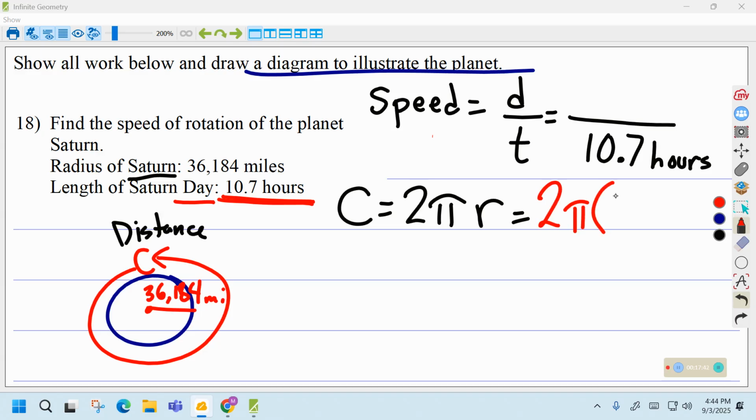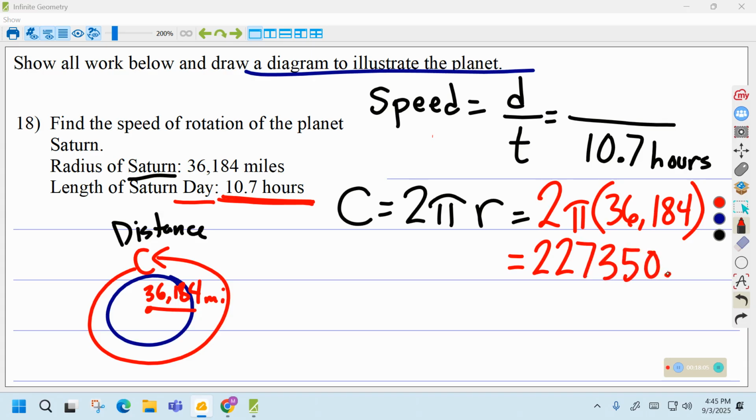Our radius is 36,184. So we're going to work through this value right here. If you do this in your calculator, you should be able to get 2 times pi times 36,184. And you should have the value of 227,350.77. And that'll be enough, okay? Because we'll round to the nearest tenth like we did in the other problems, okay? And this is in miles, right? Again, it's the distance around the planet Saturn, okay? So every time that Saturn does a full spin, this is how far it spins.